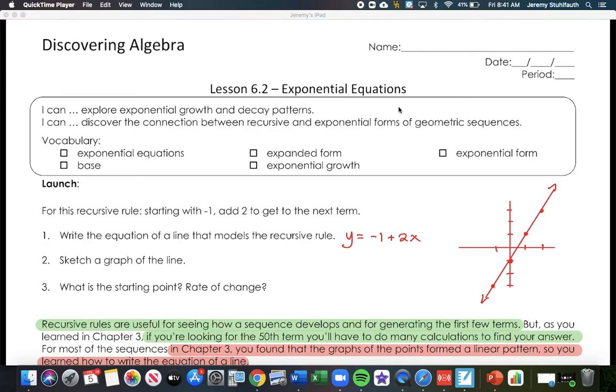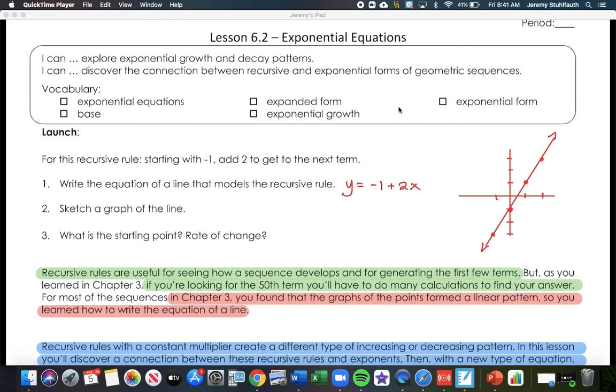And then it asks, what is the starting point? What is the rate of change? Your starting point was y equals -1, and your rate of change was plus 2.